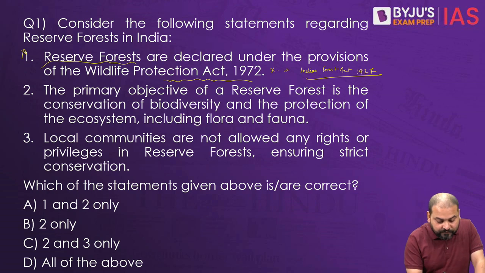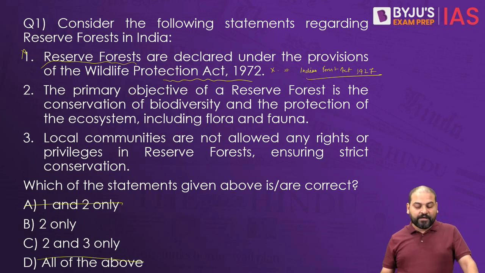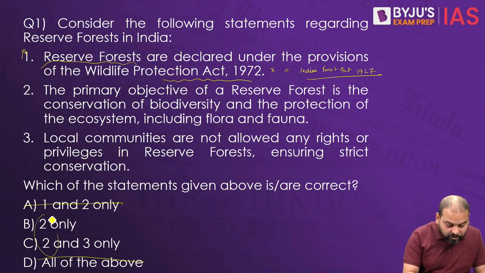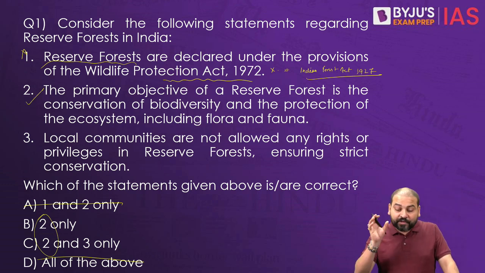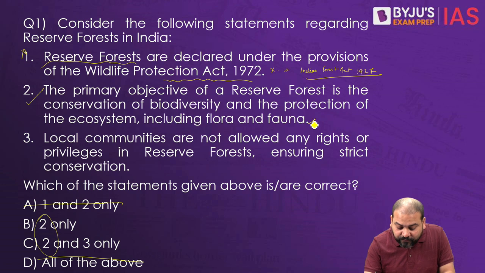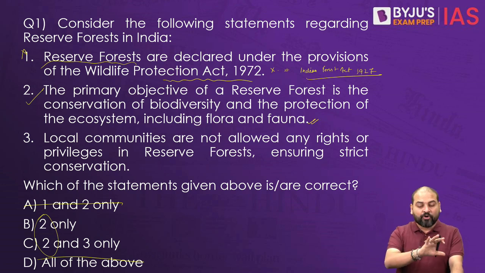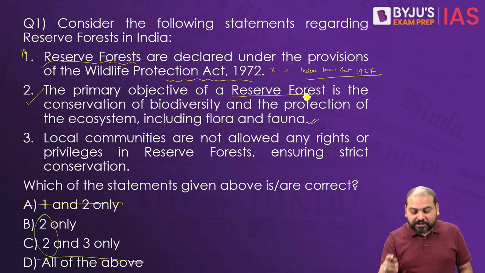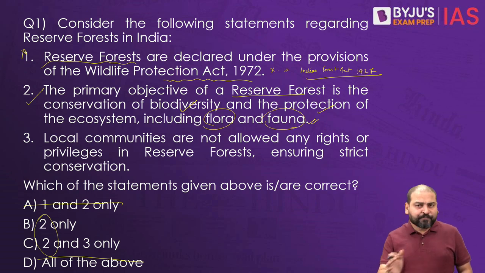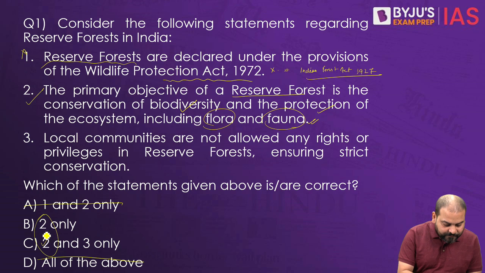Now if you see here, A and D are wrong options. Clearly A and D cannot be correct here. That means 2 has to be a correct statement, and this is correct. The primary objective of a reserve forest is the conservation of biodiversity and the protection of the ecosystem, including the flora and fauna. Even if I did not know this question, look at the statement. Why wouldn't the objective of the forest be to conserve biodiversity and protect the ecosystem? Both the flora and the fauna should be protected there. Absolutely, this has to be correct. 2 is correct. We know that.